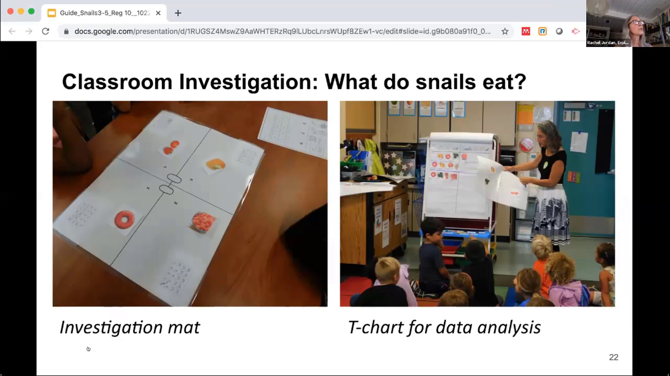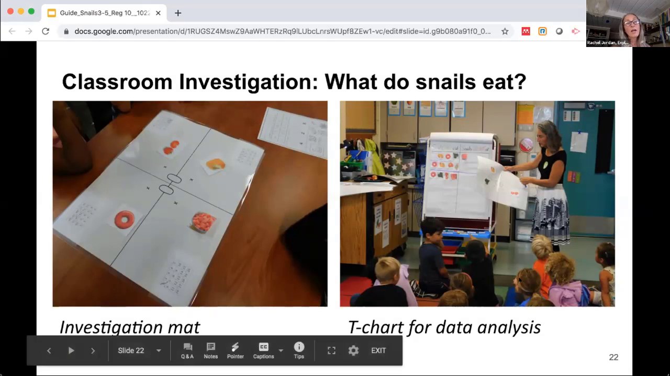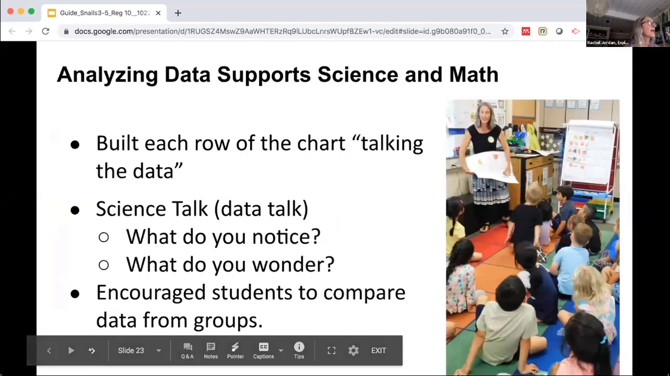When the students were done, we asked them to use those number charts to circle the food item that the snail visited the most on their chart. And then they brought those charts to a science talk where we built a data chart together, using the pictures of food from their own mats. So maybe we can switch to the next slide.